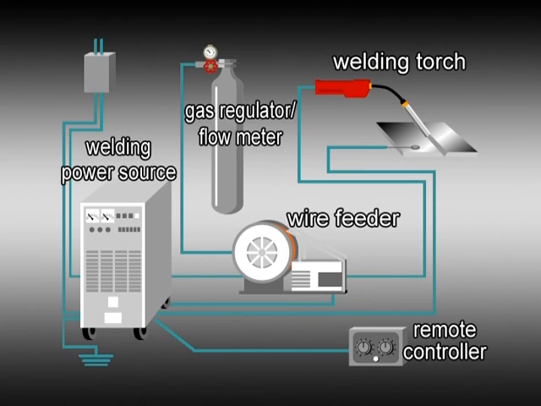The components for the CO2 arc welding process are the welding power supply to feed electric energy to melt the welding wire, an automatic wire feeder, gas flow regulator for the CO2 gas cylinder, a remote control, and a welding torch handled by an operator.